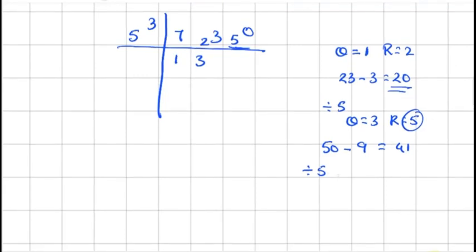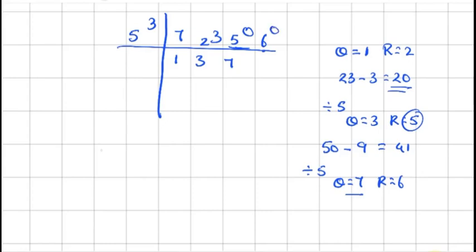So 5 sevens are 35. So the quotient is 7. 41 minus 35, the remainder will be 6. Put the remainder 6 over here in the remainder portion above the horizontal line, and assume that here we have 0, right?